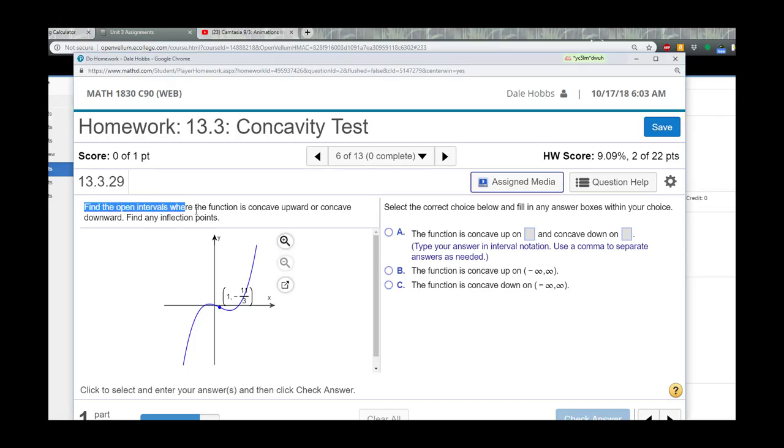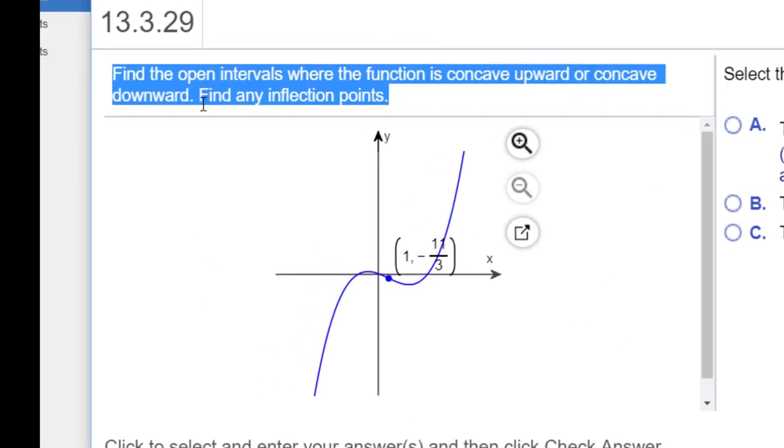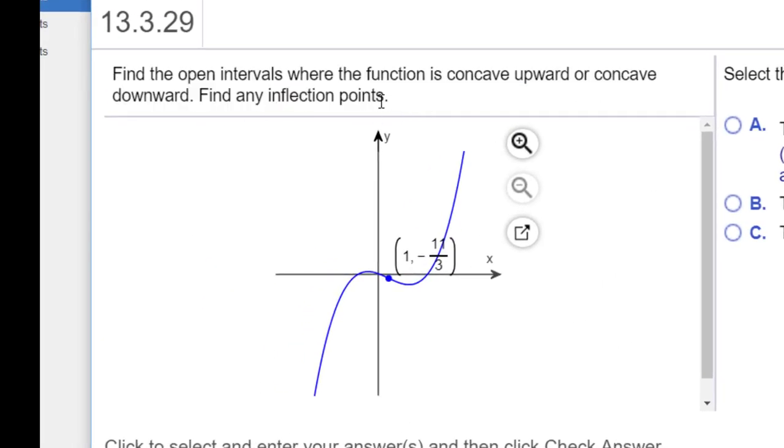In the very next section, 13.3, you deal with something called the concavity test. And they'll give you some graphs to experiment with, like what is concavity. Well, when your graph is bowl-shaped downward, that's concave down. So you can see in this picture that part is concave down. And then once you go past the point 1, negative 11 over 3, you get to a part that's like a bowl shape upward. So that would be concave up. And the place where the concavity changes, that's what we call an inflection point.